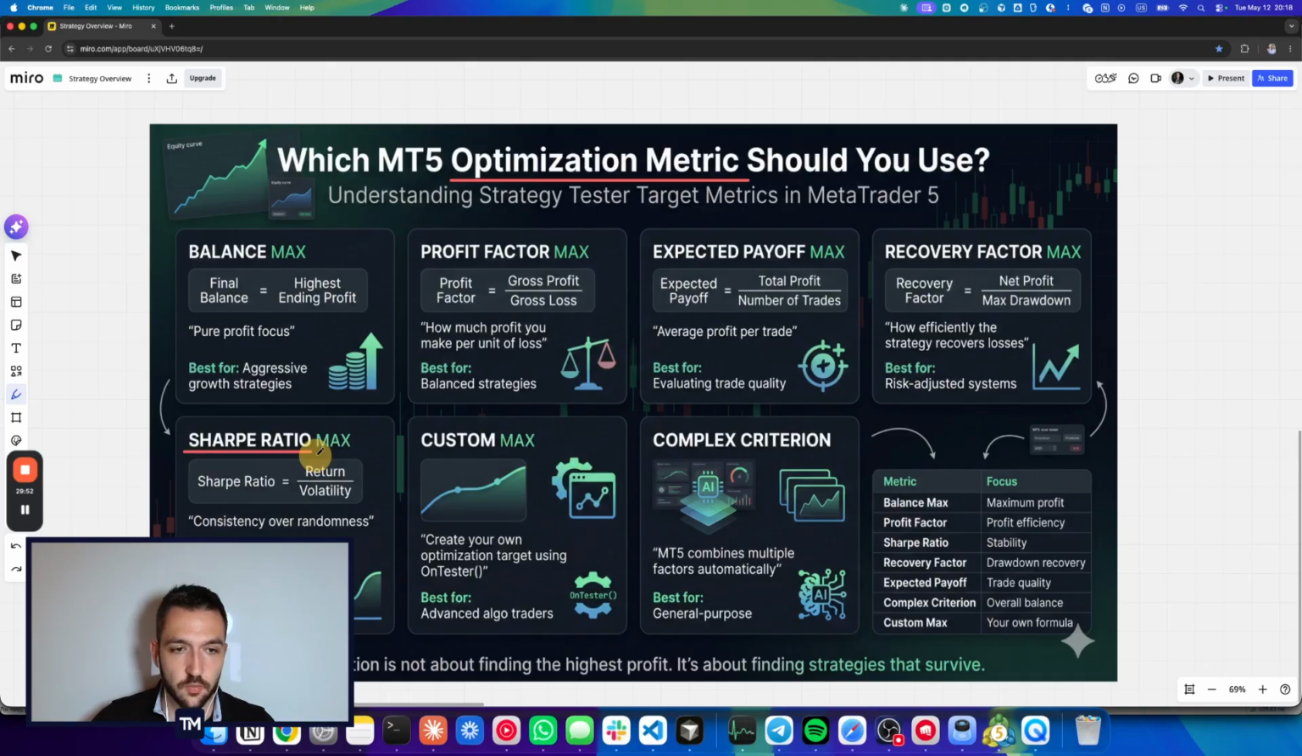Then we have the Sharpe ratio max. This is the final one, and this is very popular for different strategies, also in stock trading, etc. This is basically your return divided by the volatility of the market. As it says, consistency over randomness, just another good metric. And Sharpe ratio is, I would say, the most popular metric there is for any strategy.